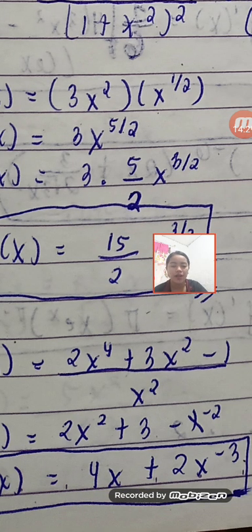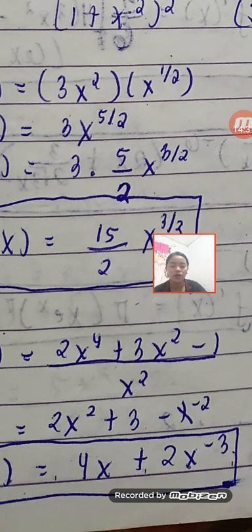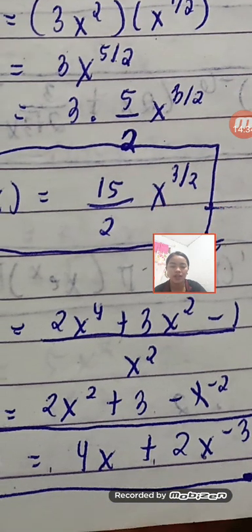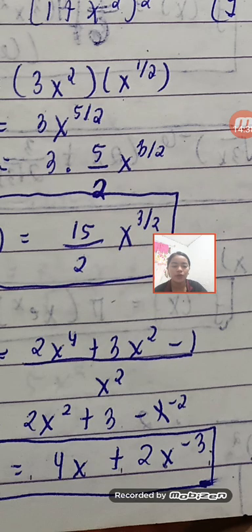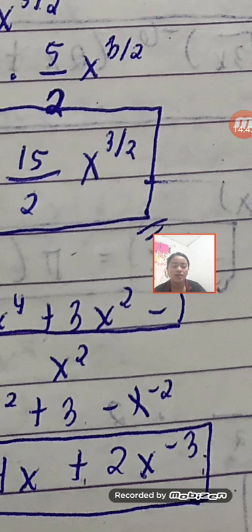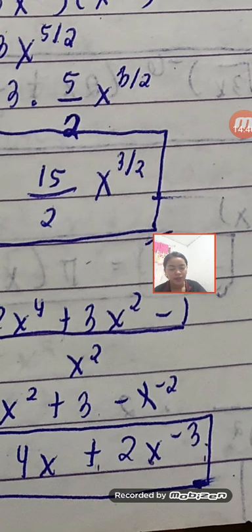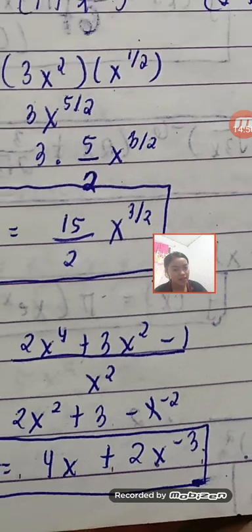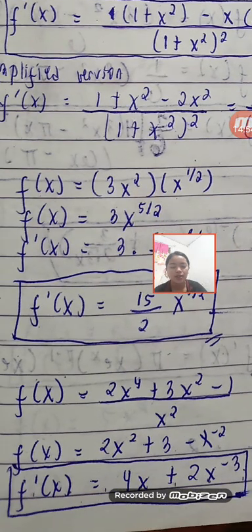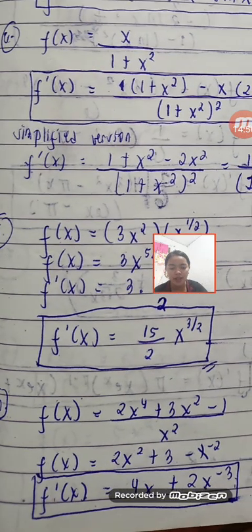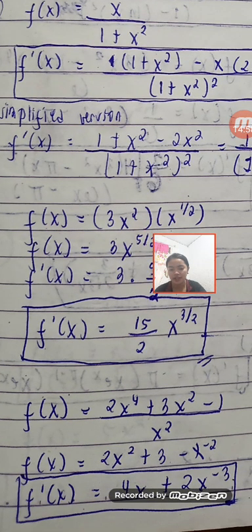We can cancel directly the x^2 and x^2. That's why the only number that we have here is 3. And negative 1 over x^2 is negative x^-2. Why negative 2? Because 0 minus 2 is negative 2. That's why we come up here with x^-2. So since we already simplified this one, it's easy for us to get the derivatives.